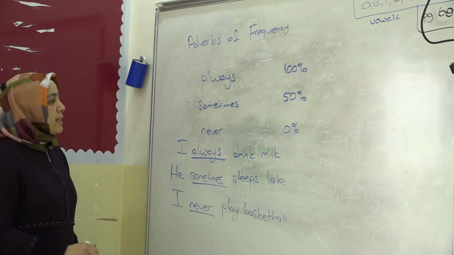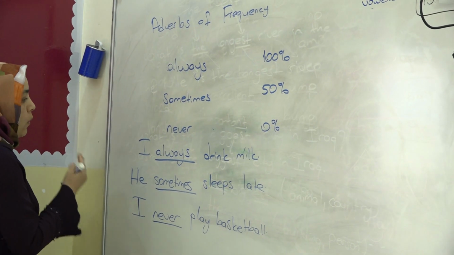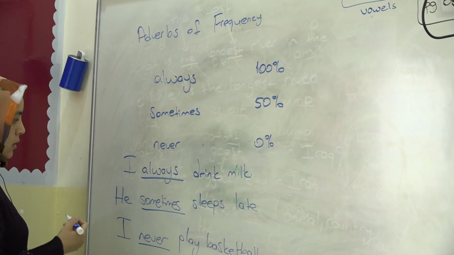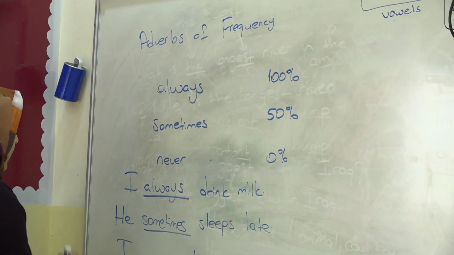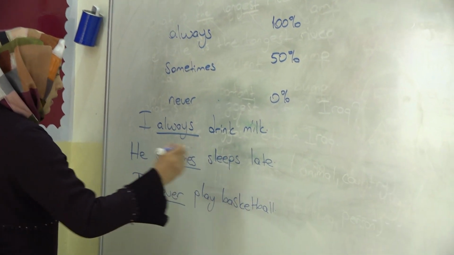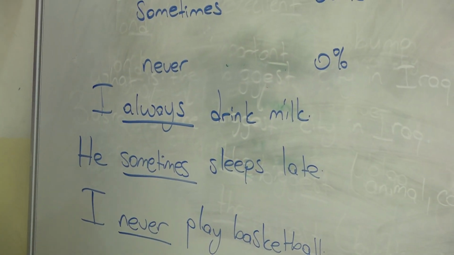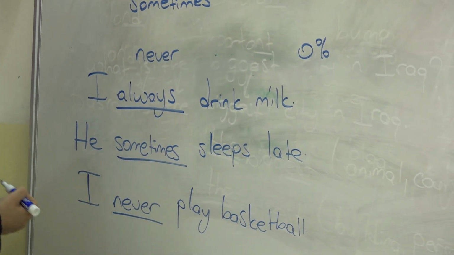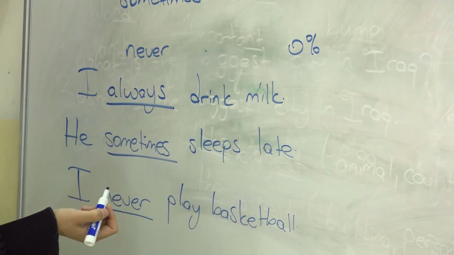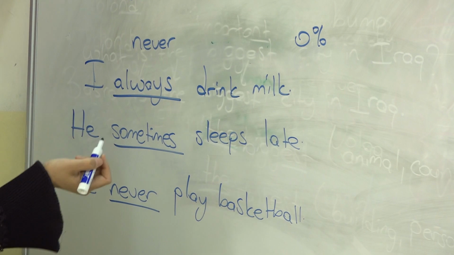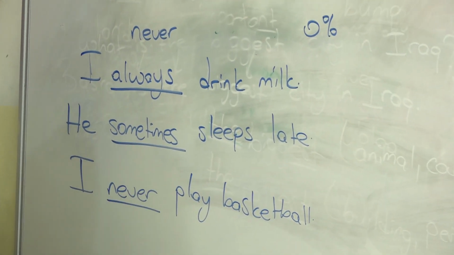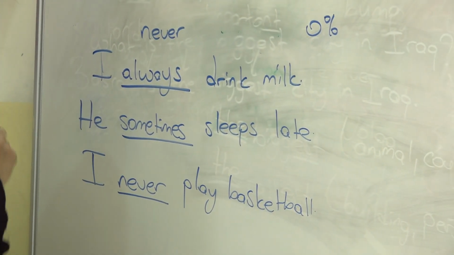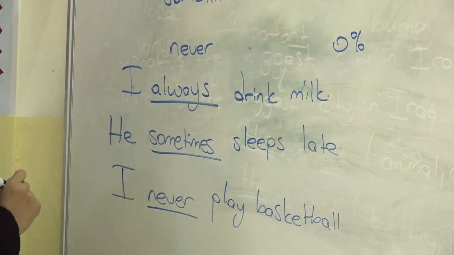As you see here in the examples, I always drink milk. It means I love drinking milk all the time in my life. He sometimes sleeps late. It means, imagine that we have one boy. During the school days, he sleeps early, but at the weekend, he sleeps late. It means he sometimes sleeps late. We use sometimes. I never play basketball. It means ever never in my life, I never play basketball.